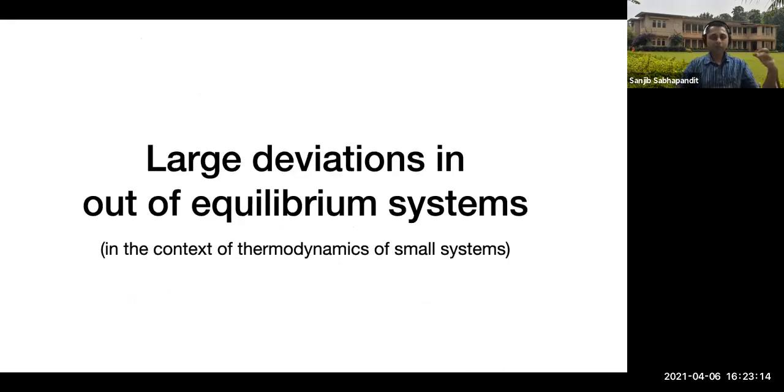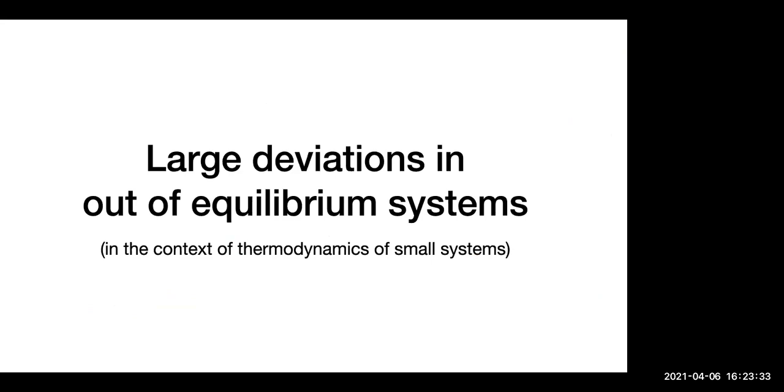Okay. So with this, let me start the main part of the talk on large deviation in out of equilibrium systems, in the context of thermodynamics of small systems. So if there are any questions, I can take them. Otherwise, I'll just go ahead.